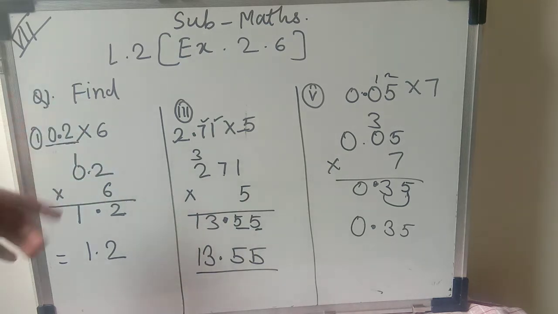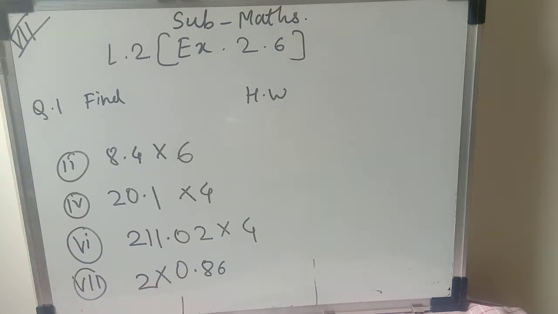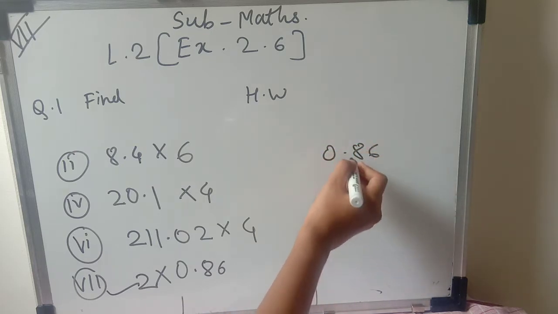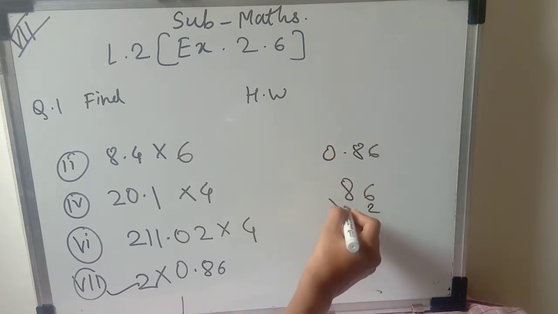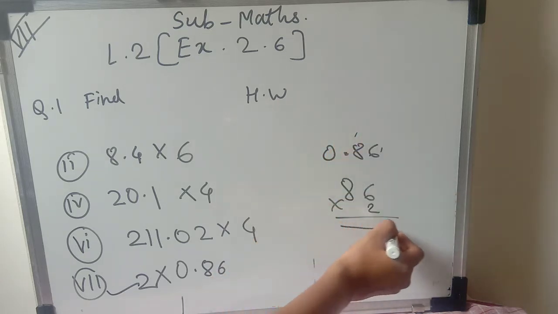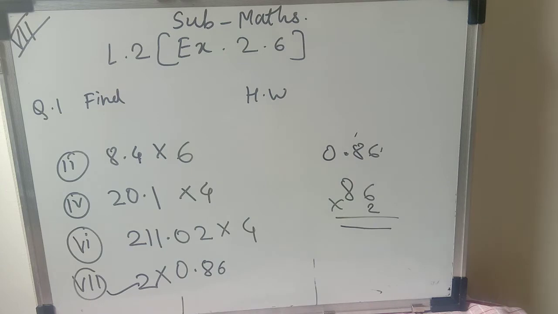The rest of the examples I will write on the blackboard. You just note them down in your notebook. These are the 4 examples you have to solve as homework. If you see the 7th example, the whole number is on the left side, but don't worry, you have to do the same thing. Write 0.86 or otherwise write 86 and then multiply with the 2. You will get the answer, and however many places are there after the decimal, you put them in the answer and you will get the correct answer. So these examples you have to solve in your notebook.